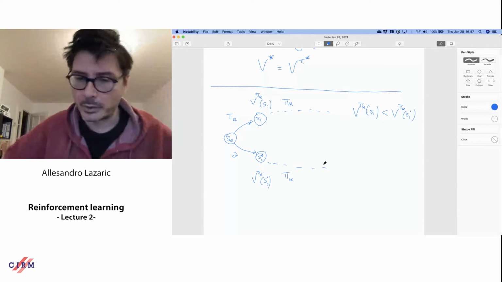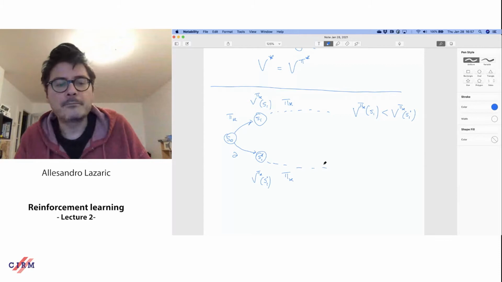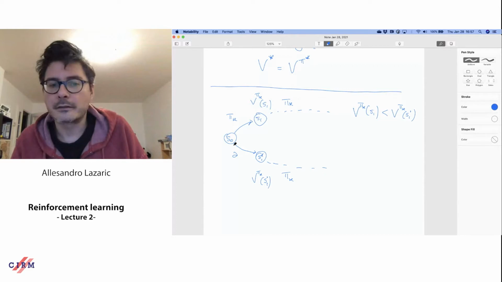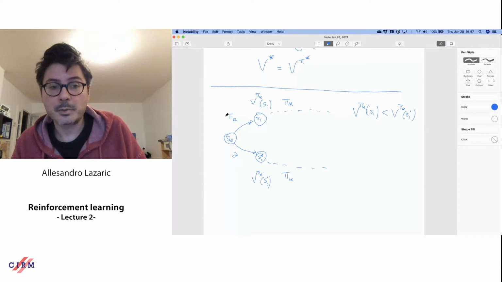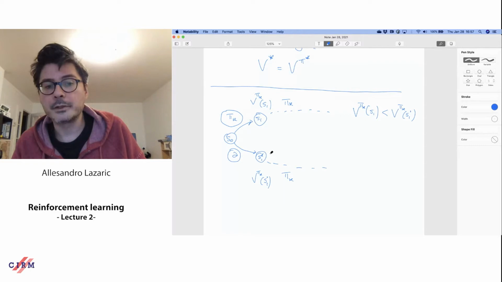Now, intuitively, I did a little bit of improvement to my previous policy, right? So I changed just one little thing, which is the action that I take here. But at least in this state, by changing the policy from this one to the policy that takes action A, I'm now better off because I achieve a better state.